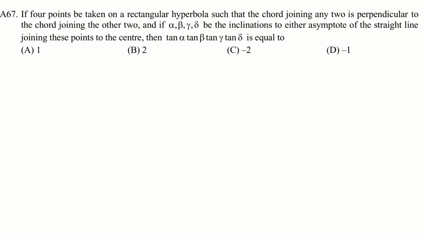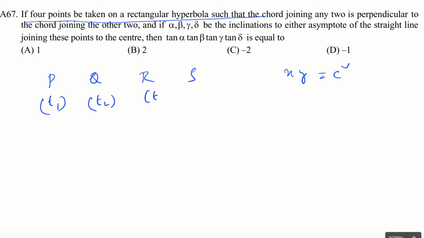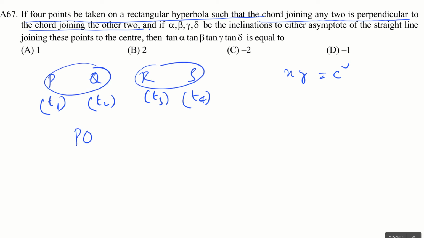This problem, it is very obvious one. You see, 4 points are taken on the rectangular hyperbola. Let me call the points as P, Q, R, S. Let's take the rectangular hyperbola in its standard form. Therefore, say this is T1, T2, T3, T4, such that chord joining any two is perpendicular to the chord joining the other two. So for fun, let us assume chord joining PQ is perpendicular to chord joining RS.